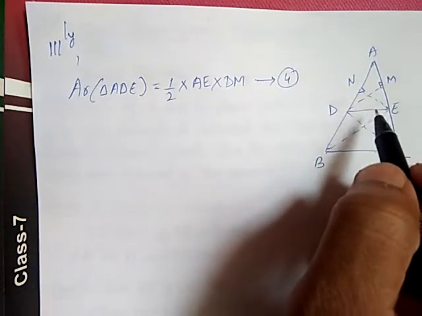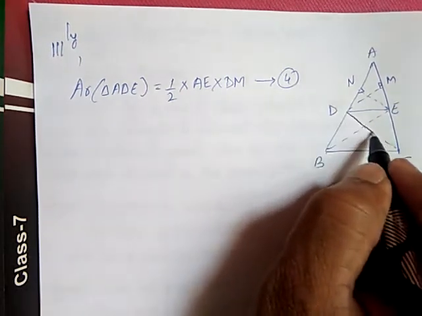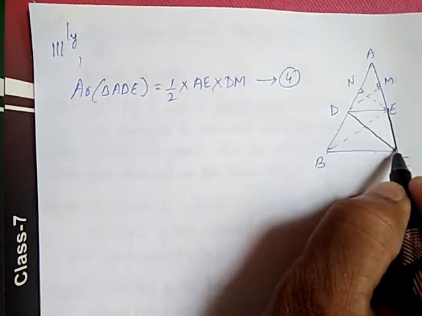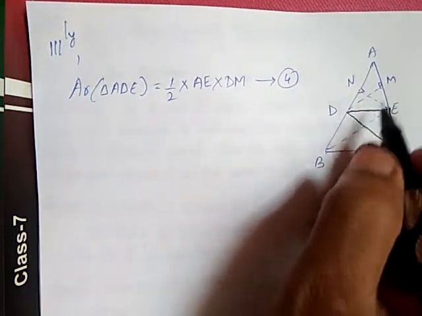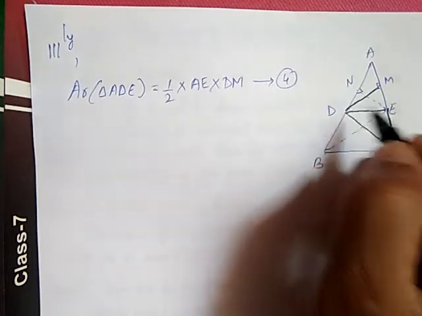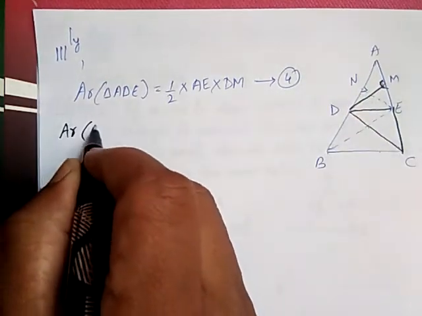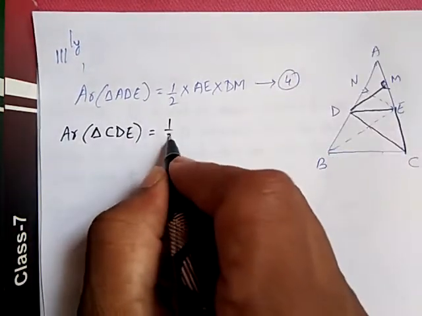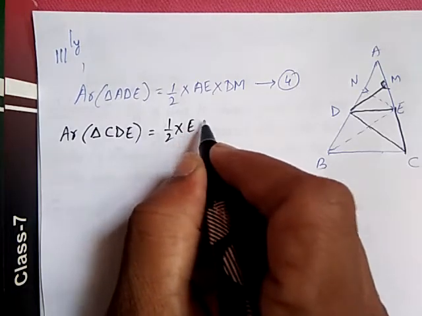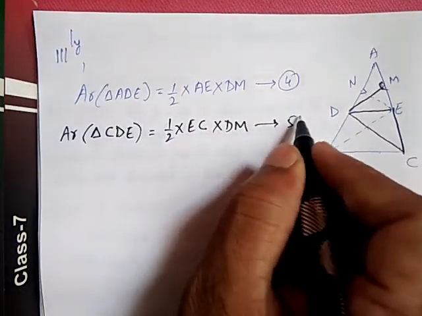In the same way we can do it here. This is the triangle we have considered. Next, you can consider this triangle CDE. So EC is the base and DM will be the height. This will be the height for both sides. So here, area of triangle CDE is equal to half into base EC into height DM. Call this equation number 5.